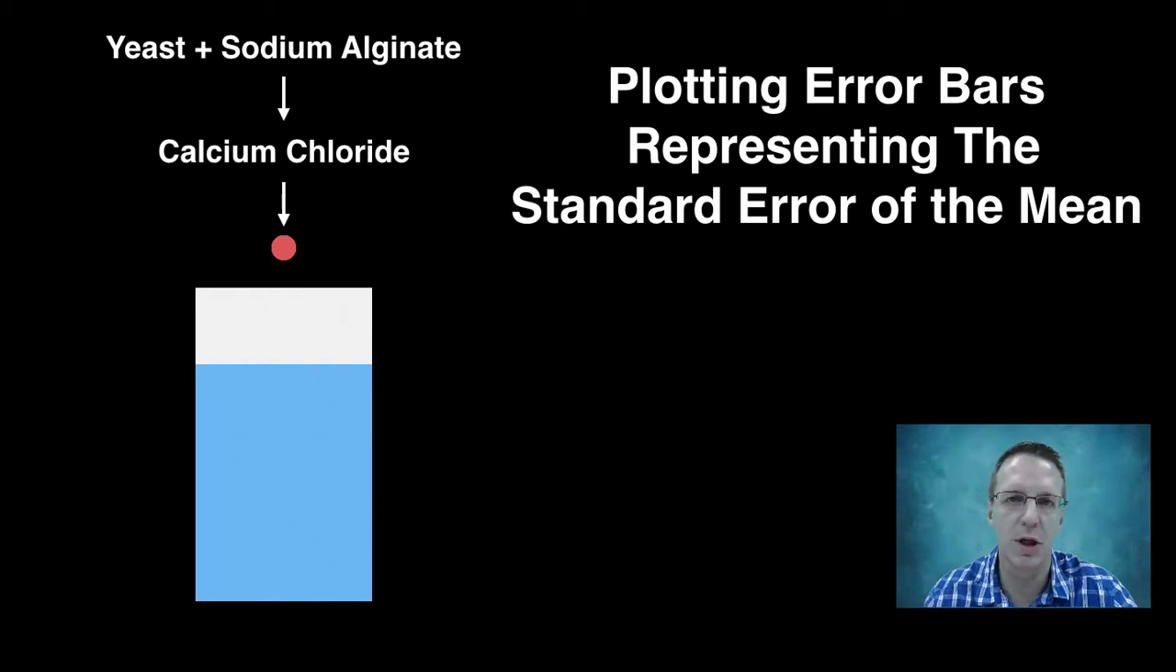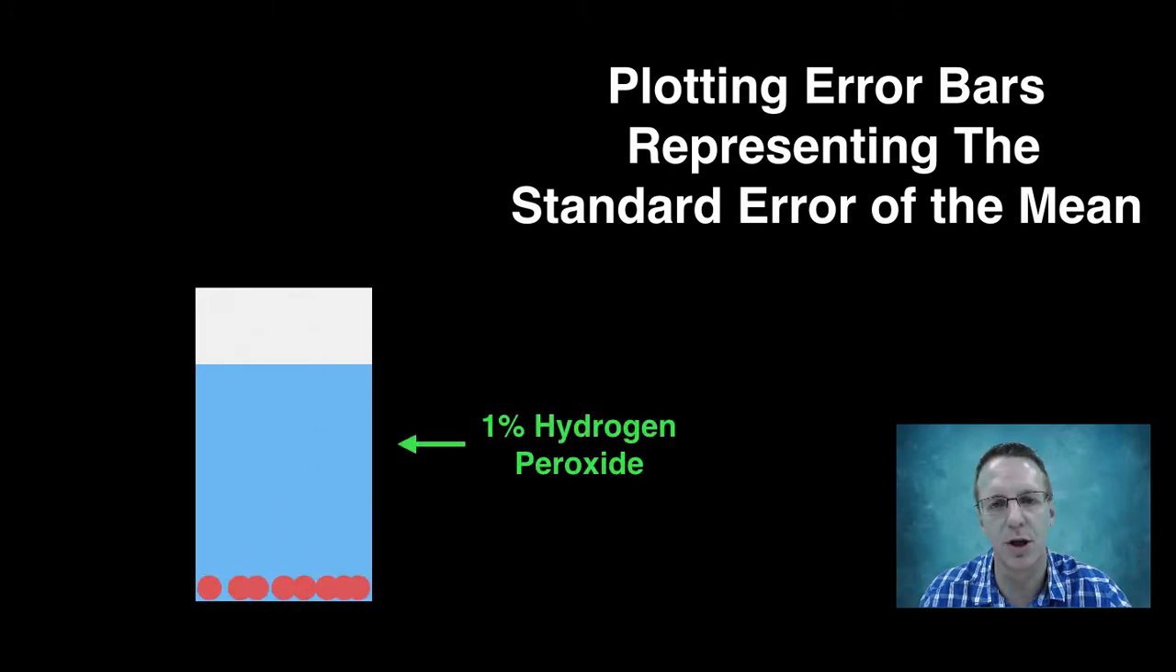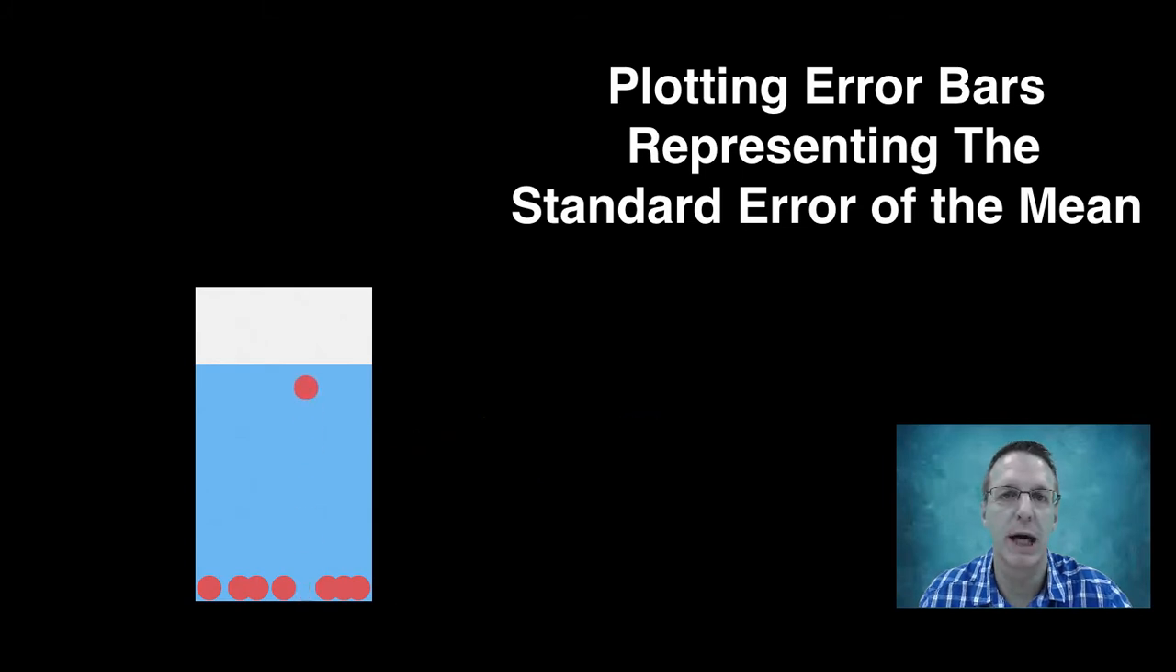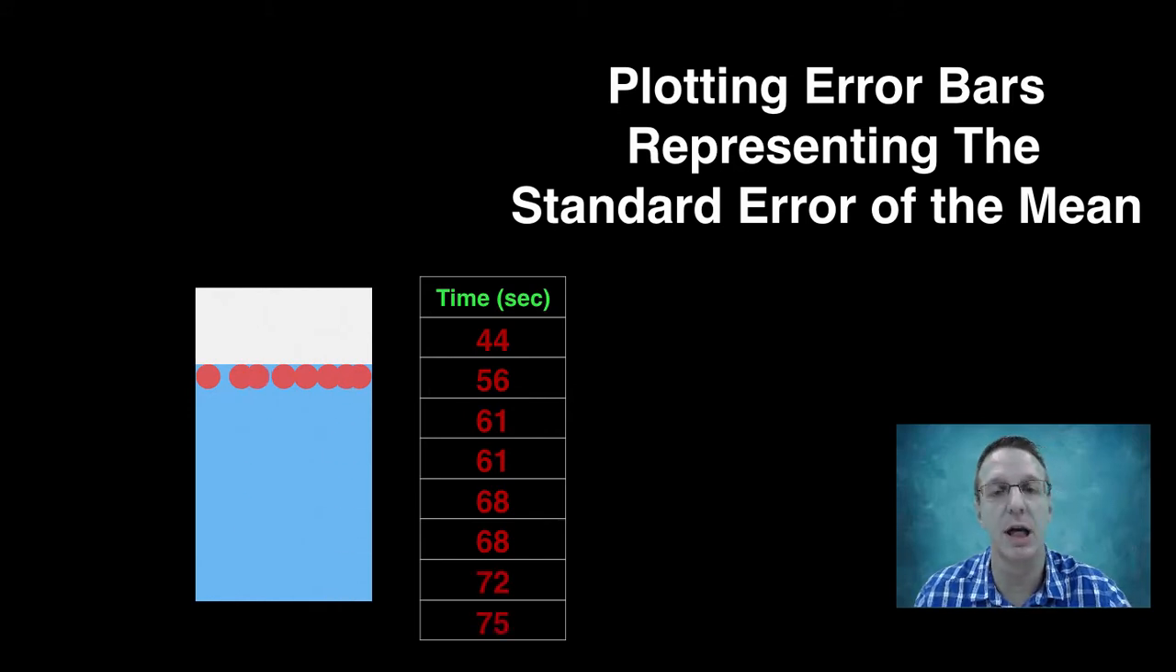If you take those yeast spheres and drop them into a solution of hydrogen peroxide, the catalase in the yeast will start to react with the hydrogen peroxide and produce oxygen as a byproduct. That oxygen gets caught up in the sodium alginate spheres, and those spheres start to rise after a while due to the oxygen that is captured. And what you simply do is measure the time it takes for those particular spheres to rise to the top, and then you have all your data.